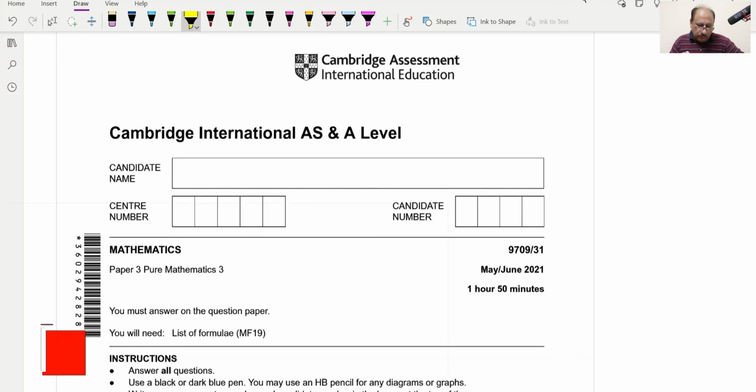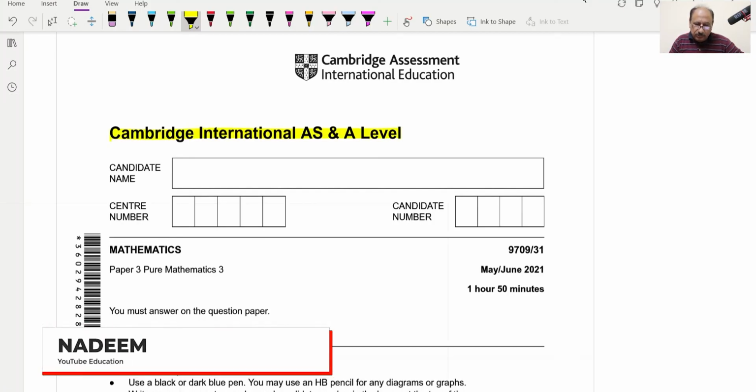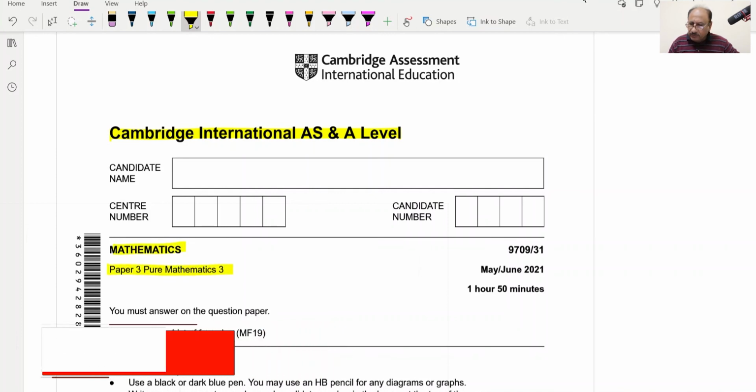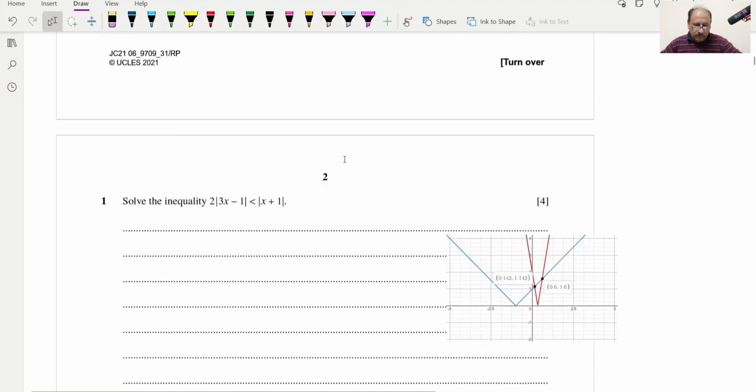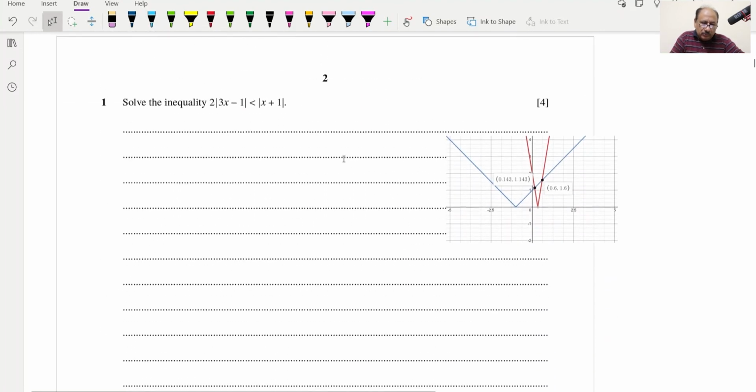Hello everyone. Today we'll be going through Cambridge International AS and A Level Mathematics Paper 3, Pure Mathematics 3, 970931, May June 2021. Let us move to the question. Question 1 says solve the inequality.